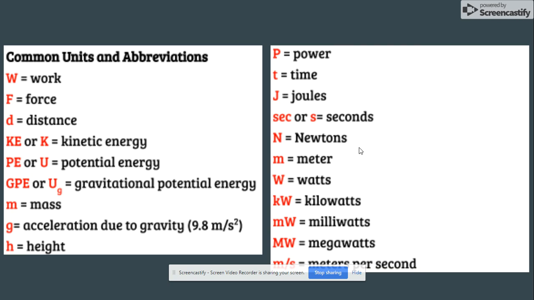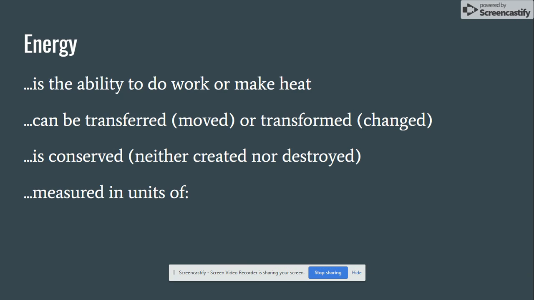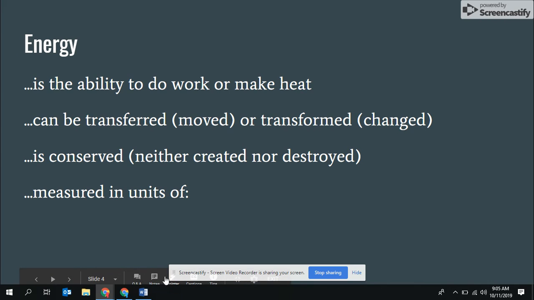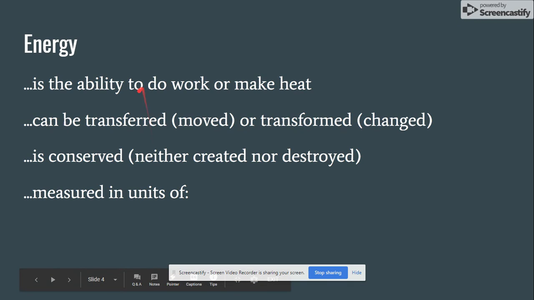If everybody is not done writing down the abbreviations, you should pause the video. All right, next to that list of abbreviations, please write all of this information down. We are defining energy as the ability to do work or to make heat. That is our definition that we will roll with. Do work or make heat.